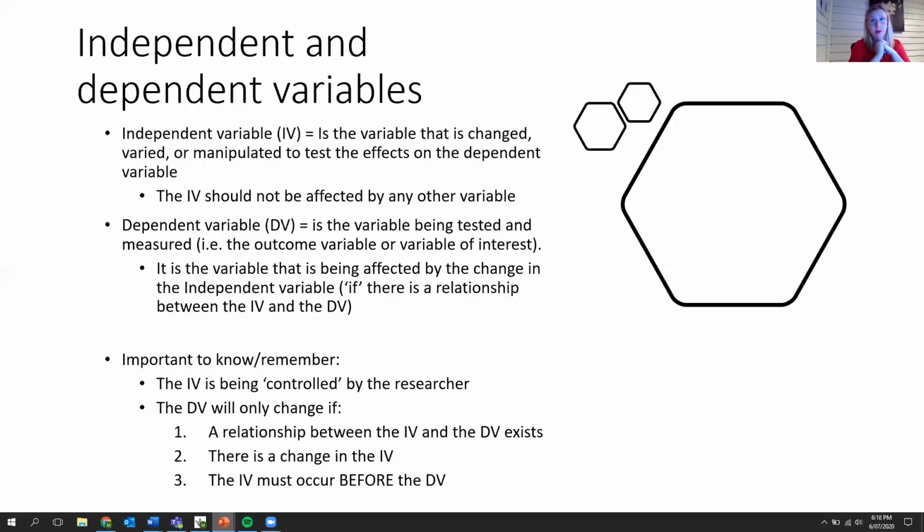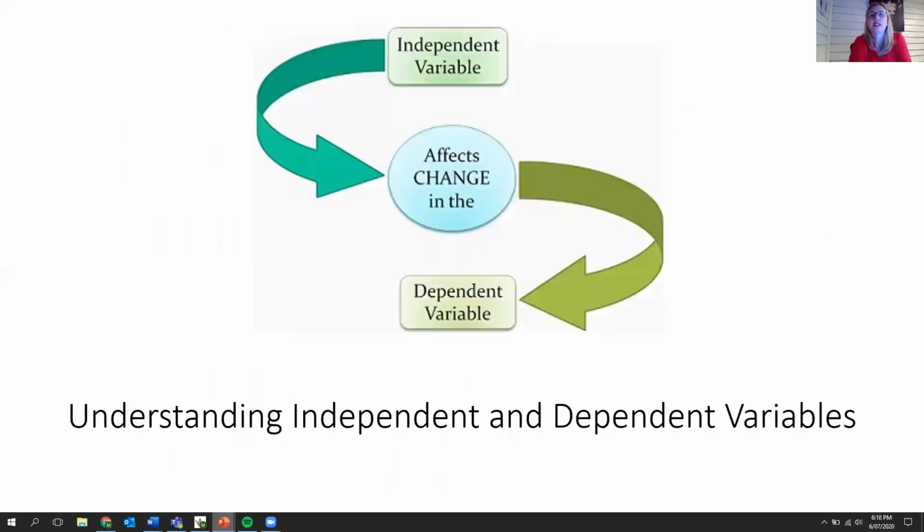However, when it comes to criminology and studying human behavior, things tend to get a lot more complicated. Let me show you this graph and see if it helps kind of get things clearer in your mind. An independent variable affects change in the dependent variable. Okay? The IV has to happen first, and the dependent variable has to be the outcome. All right?